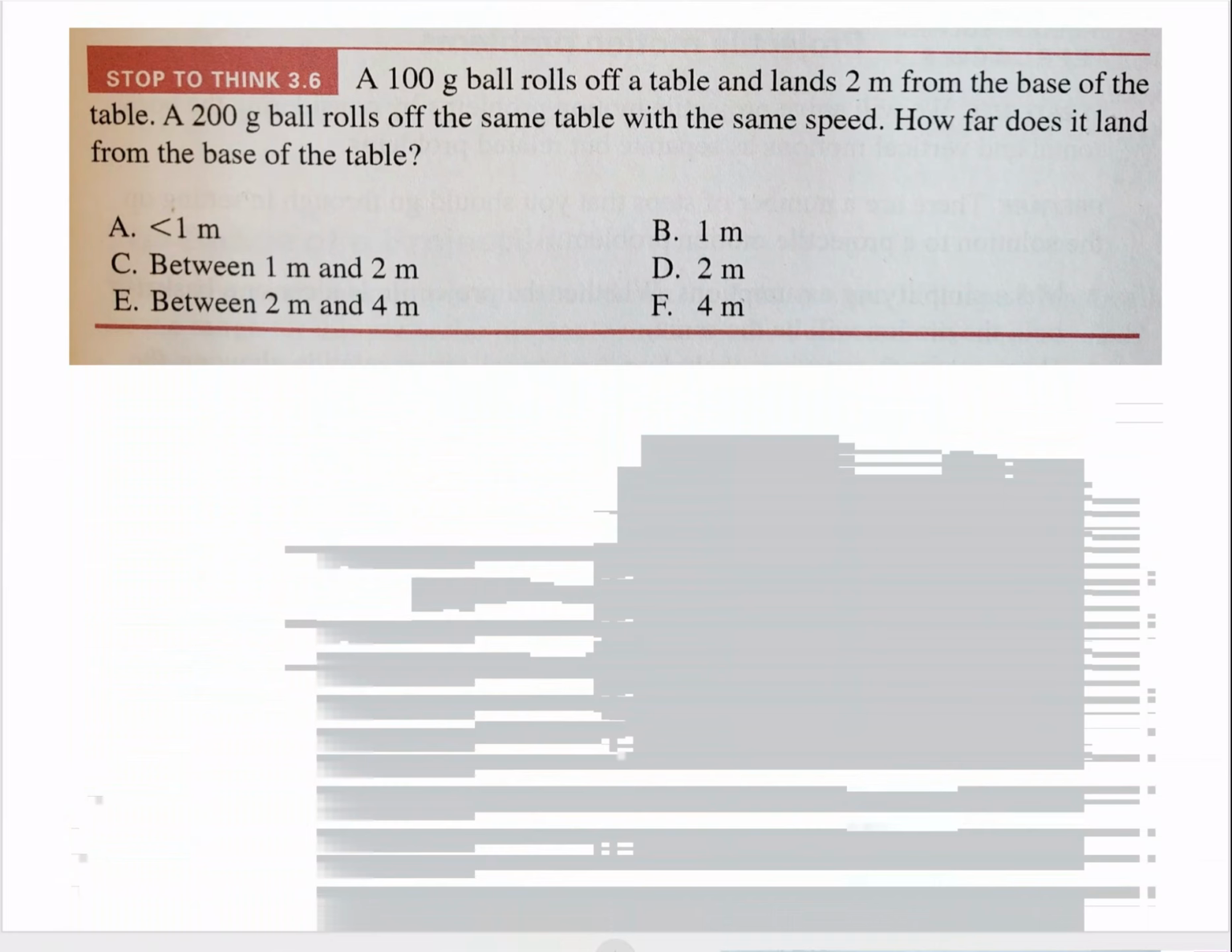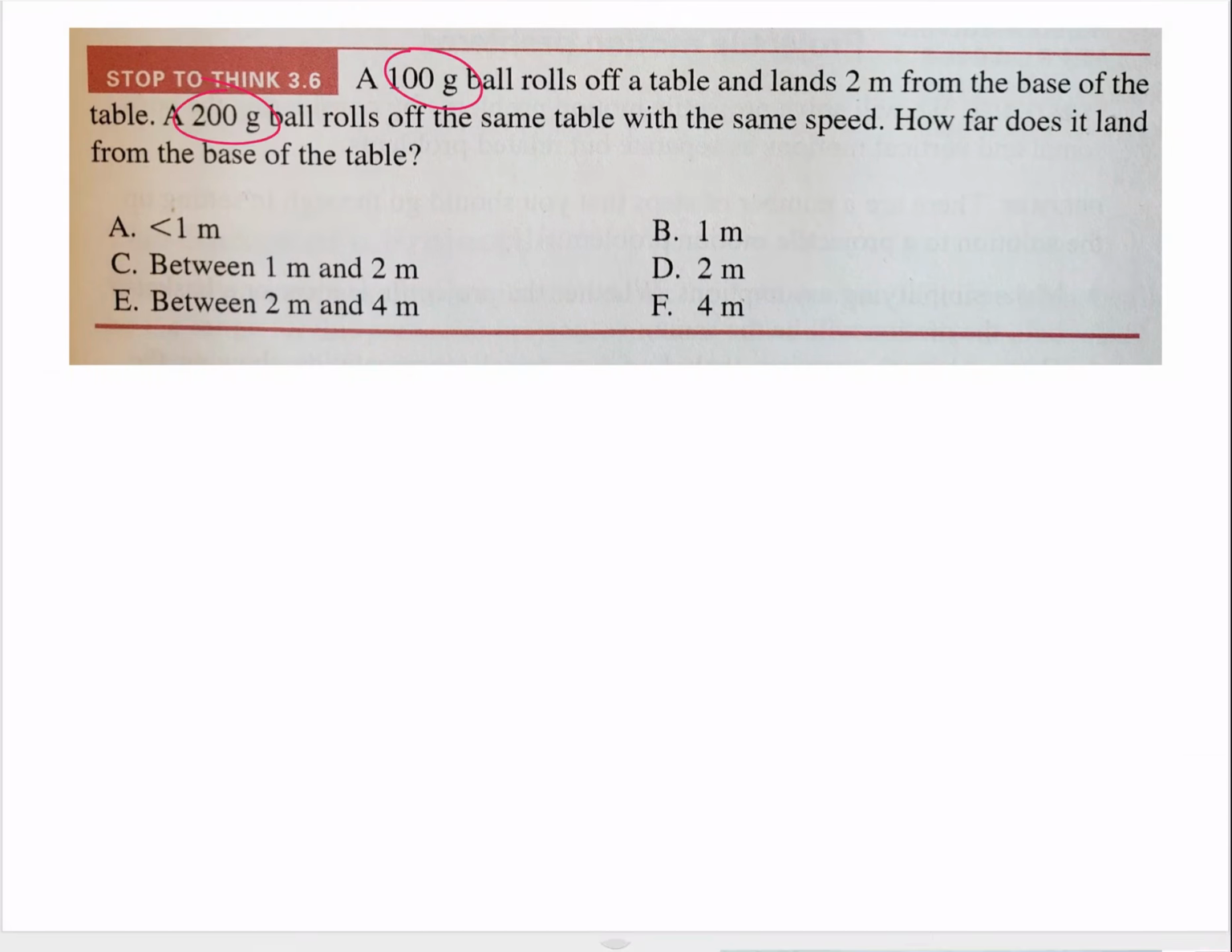A 100-gram ball rolls off a table and lands 2 meters from the base of the table. A 200-gram ball rolls off the same table with the same speed. How far does it land from the base of the table? Think about it. Think about the concept. It's a 100-gram ball versus a 200-gram ball. The question you got to ask yourself is, does the mass here matter?